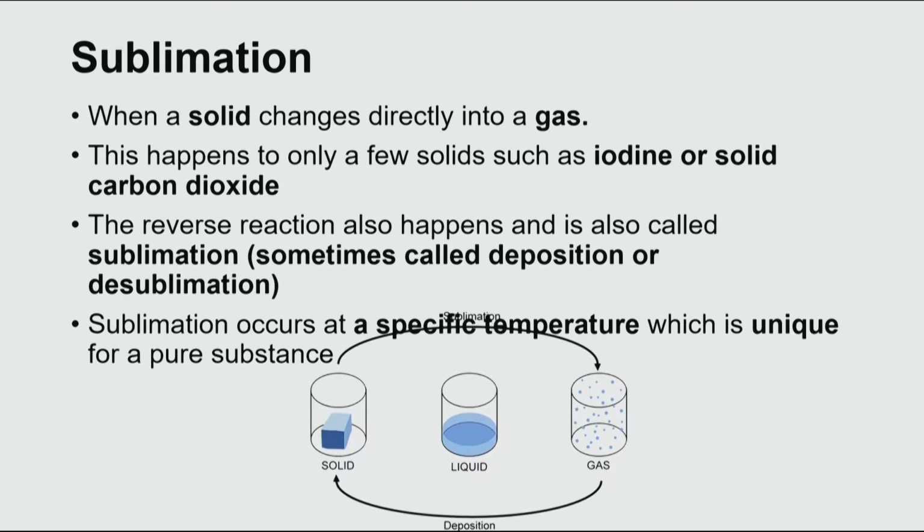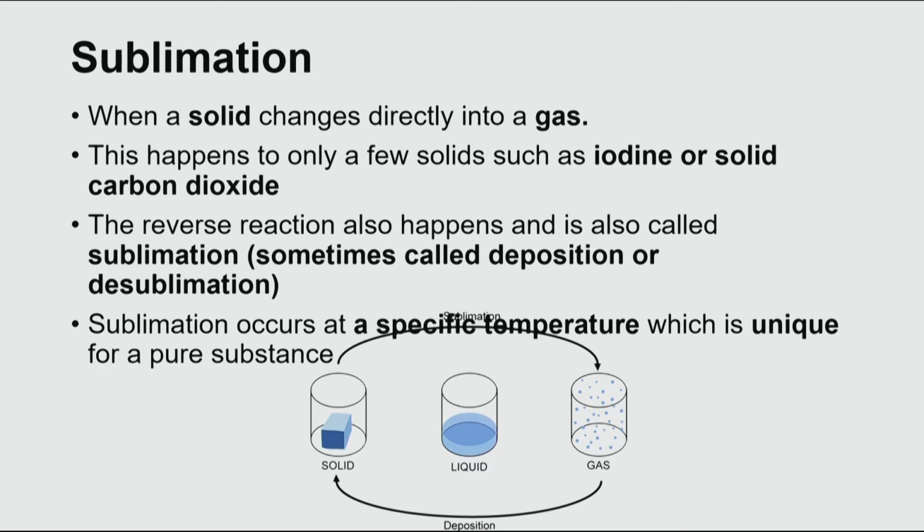Now, sublimation. Sublimation is when a solid changes directly into a gas. It does not pass through the liquid phase. This does not happen in all solids, only in some. Examples you can give are solid iodine and solid carbon dioxide. These two change directly from solid to gas without passing through the liquid phase.